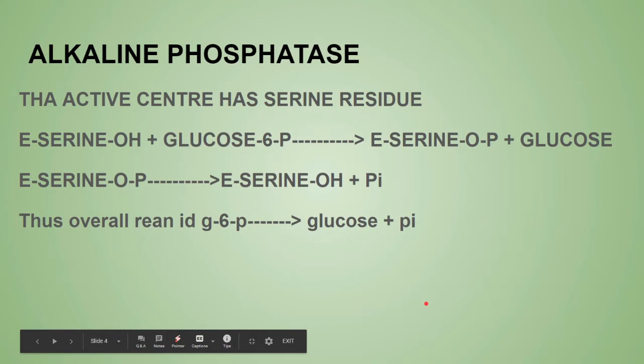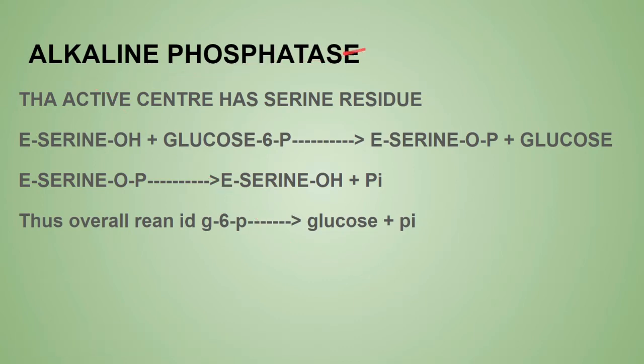A very important example of this Michaelis-Menten theory is the alkaline phosphatase enzyme. You may know that this enzyme hydrolyzes phosphate ester bonds, including in the glucose 6-phosphate substrate. It can act on this particular substrate and break down the phosphate ester bond. The alkaline phosphatase has an active center, and in that active center it has a serine residue. So it will do the following reactions, that is E-serine OH. Serine is a hydroxyl containing amino acid. So enzyme serine OH will react with the glucose 6-phosphate.